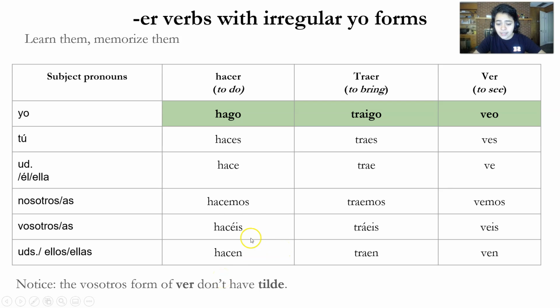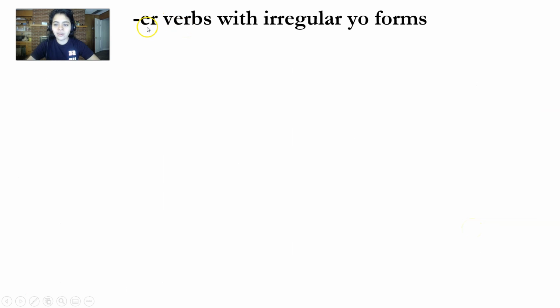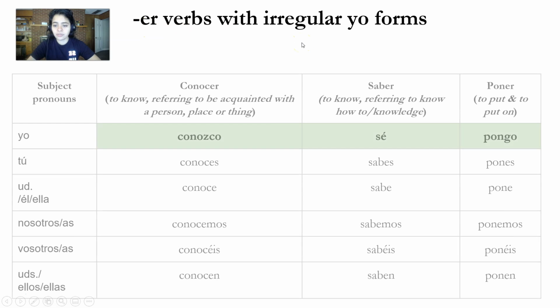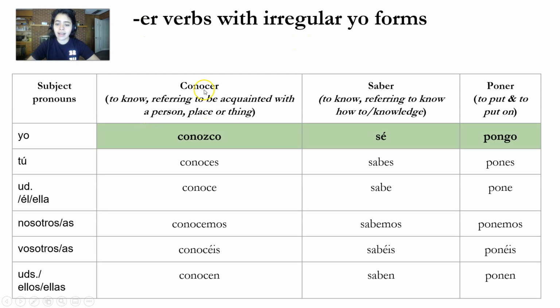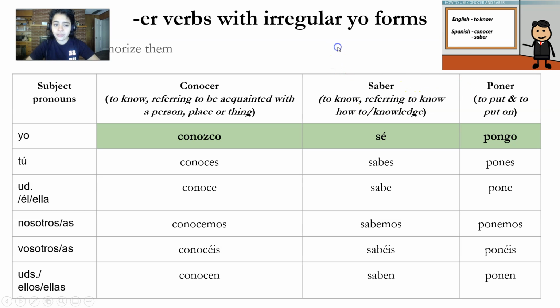So notice that, as I have said before, usually the vosotros and vosotras form has a written accent. Hacéis, traéis. But veis doesn't follow that pattern. That's because veis is also a monosyllable. Okay, so there are other ER verbs with irregular yo forms. Here in the chart, we have conocer, saber, and poner. I'm going to talk a little bit about them.